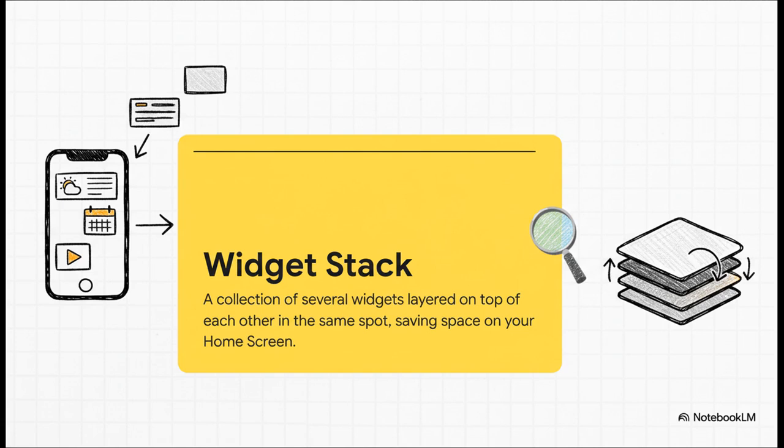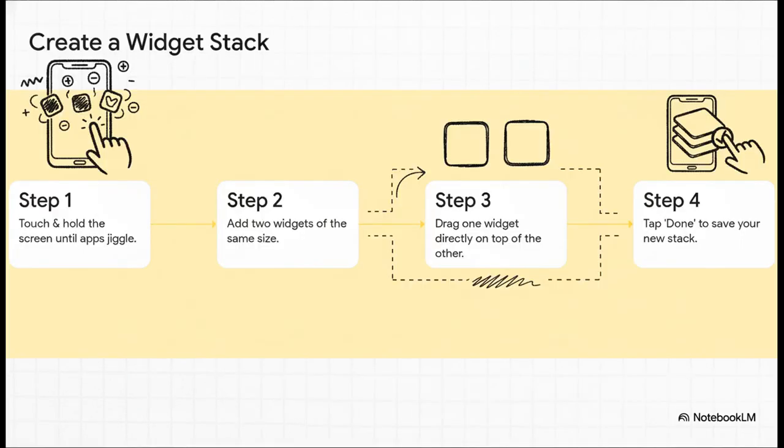You take a bunch of widgets and you just pile them up, right in a single spot. So instead of taking up 3 or 4 different slots on your screen, they take up just one. You can then just swipe through them to see whichever one you need. And believe it or not, creating one is super easy.